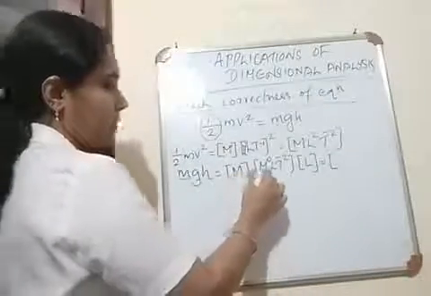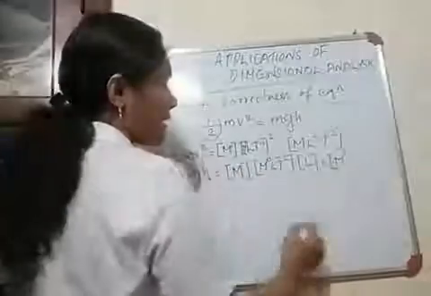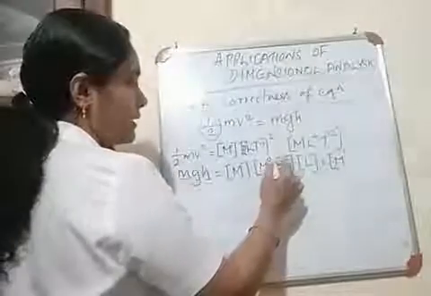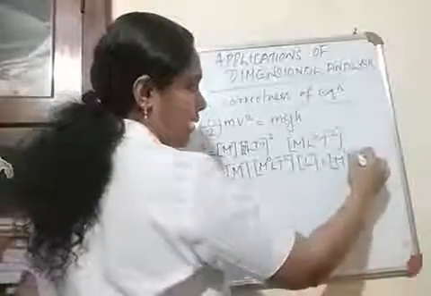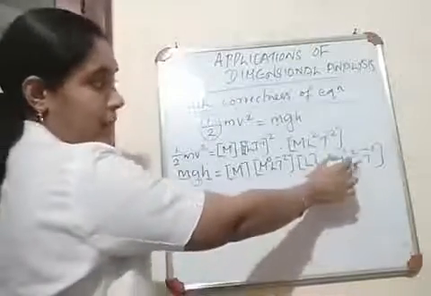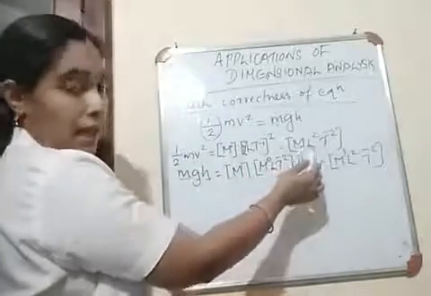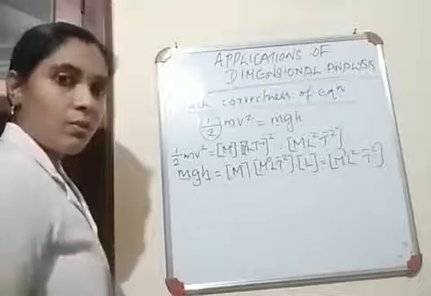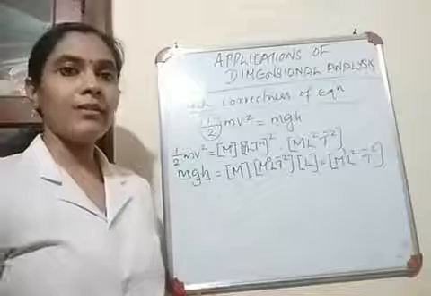Now multiply all the terms. So M into M raised to 0: here power is 1, here power is 0, so 1 plus 0 is 1, M raised to 1. Next, L into L, L square. Next, T raised to minus 2. So this is the dimension of m g h: M L square T raised to minus 2. And this is the dimension of half m v square: M L square T raised to minus 2. So both are the same. That means this equation is dimensionally correct.